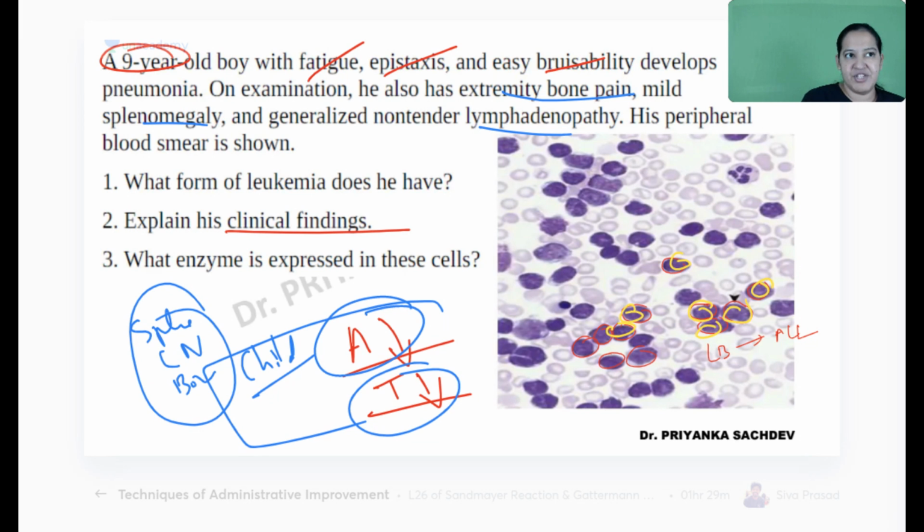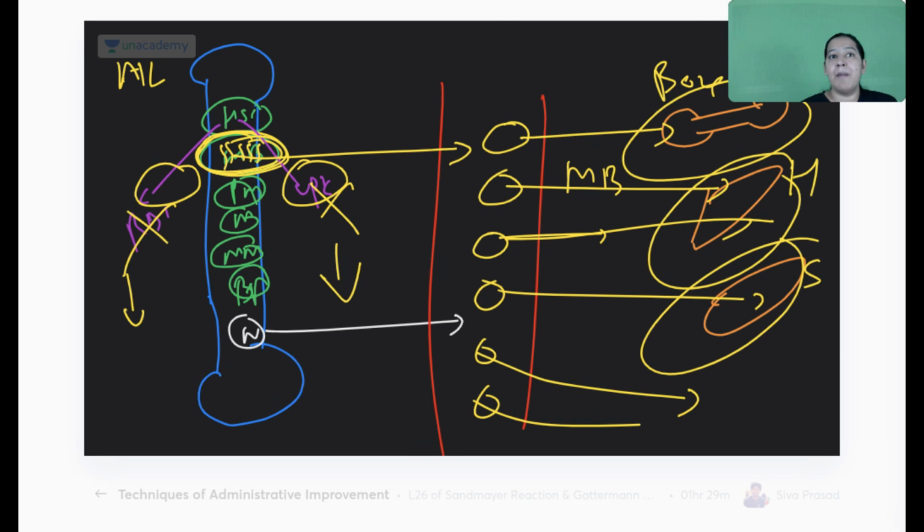Leukemia converted into lymphoma. So the patient is having lymphadenopathy, splenomegaly, bone pain. That is explained based on this. And what enzyme is expressed in this cell? What is the marker of lymphoblast? It is a lymphoblast, na? All of them are lymphoblast. What is the enzyme marker for that?